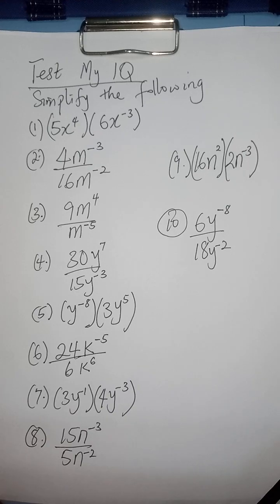Number 7, you have 3y raised to power minus 1 multiplying 4y raised to power minus 3. Number 8, we'll have 15n raised to power minus 3 divide 5n raised to power minus 2. And number 9, you'll have 16n raised to power 2 dividing 2n raised to power minus 3. And number 10, you have 6y raised to power minus 8 divide 18y raised to power minus 2.